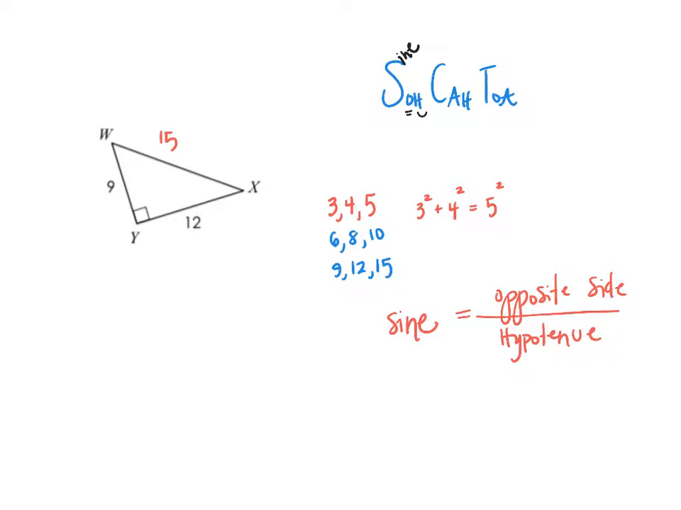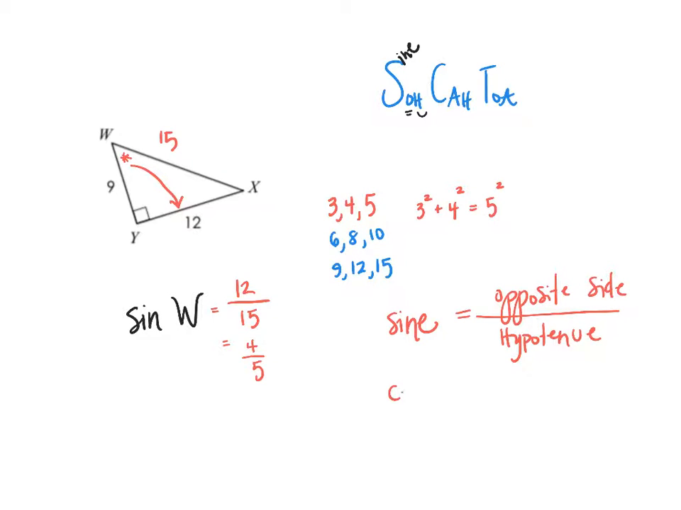So if we're looking for, let's say, the sine of W, angle W, and you might want to put a little asterisk right here. So what would be considered the opposite side from that angle? You could make a little arrow if you need to. So the opposite side is 12 over the hypotenuse is 15. Now we wouldn't leave it 12/15, we would reduce, and that's going to be 4/5. So some of your problems you're going to have to write as a fraction.